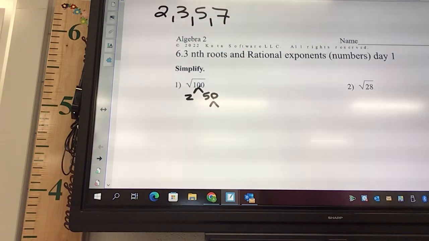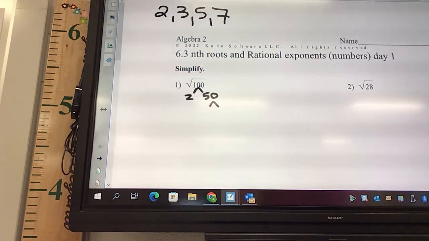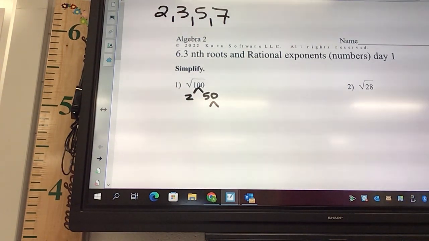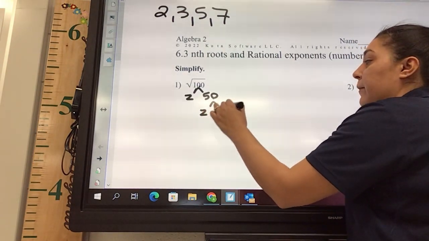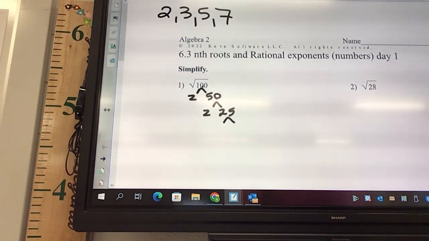So don't erase on your calculator. You're just going to say divided, because the 50 will still be on there as long as you didn't erase. If you did, then you're going to have to type the 50 again. You're going to say 50 divided by 2. What do you get? 25. So you're going to say 2 and 25. Now, I know most of you probably know what the 25 is, but I want you to do it so you can see.